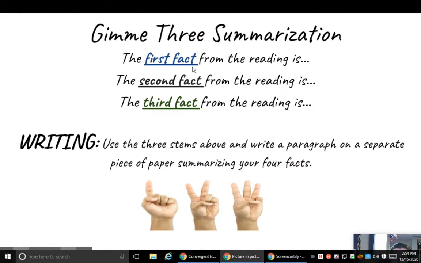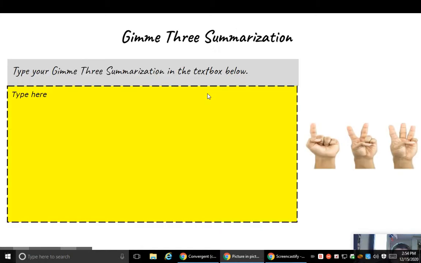So, from the reading and notes, list the first fact, second, and third fact. You can type here and give me your three summarizations in this text box. So the first fact is, the second fact is, the third fact is.